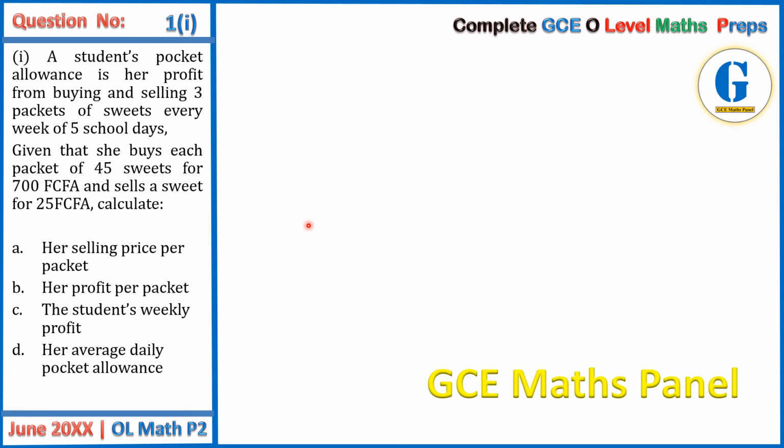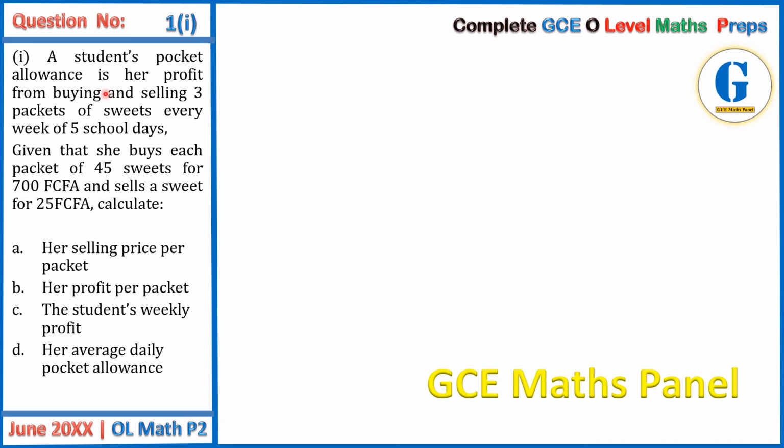All right. A student's pocket allowance is her profit from buying and selling 3 packets of sweets every week of 5 school days. So her pocket allowance comes from her profit of what she buys and sells during the 5 days of school. Given that she buys each packet of 45 sweets for 700 francs and sells a sweet for 25 francs, calculate the following.